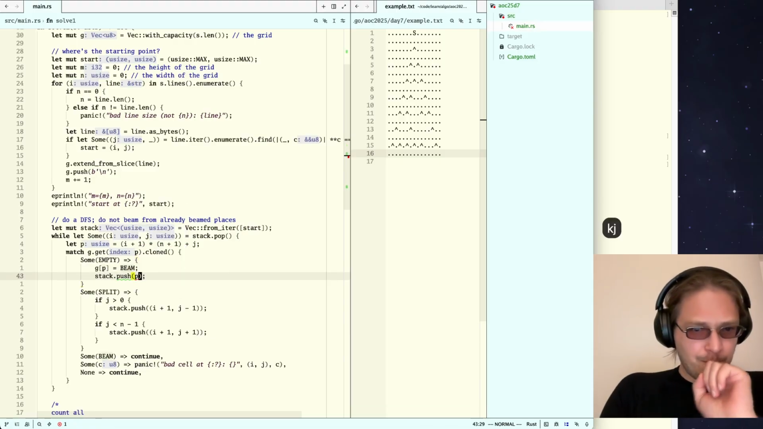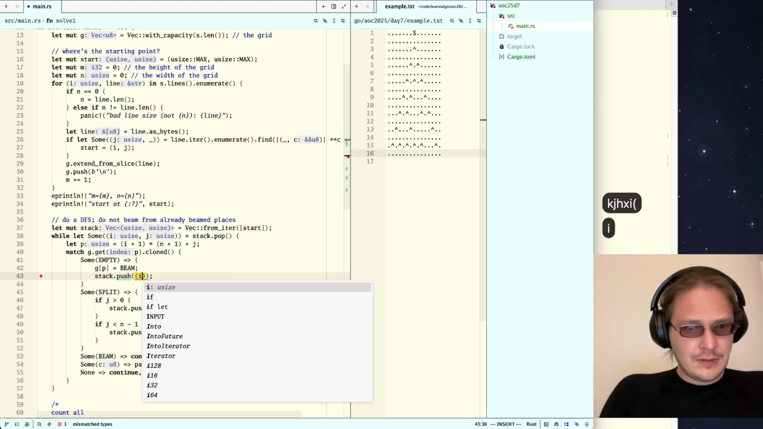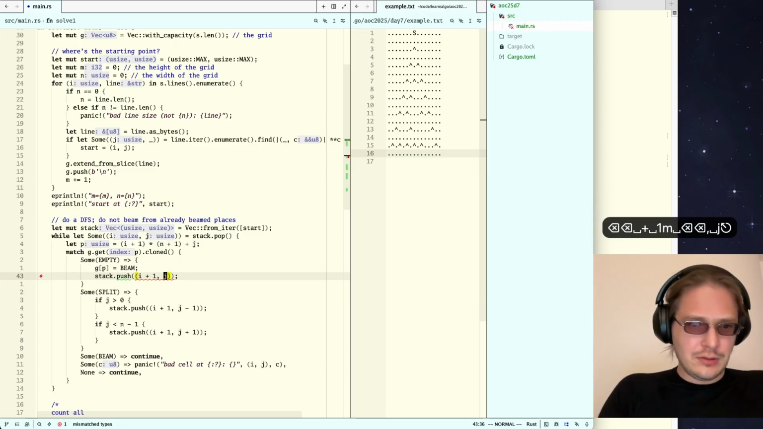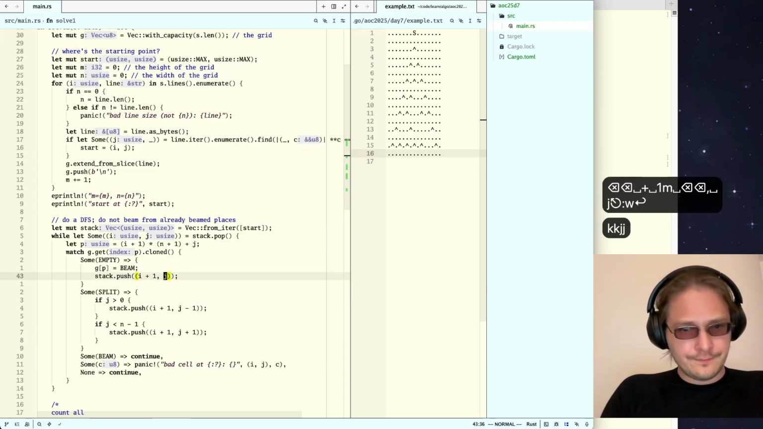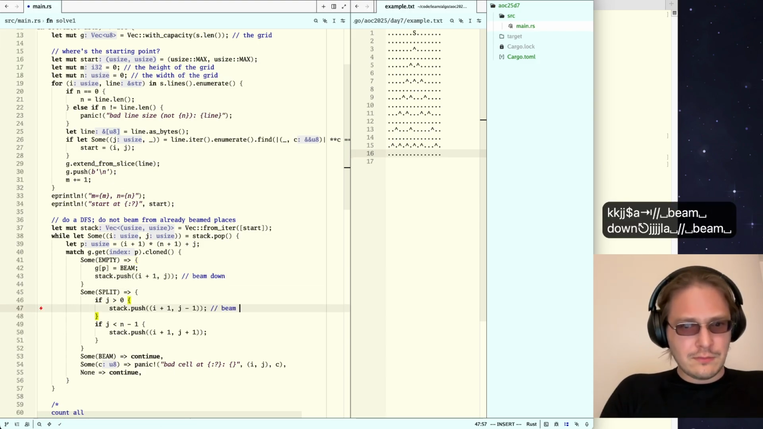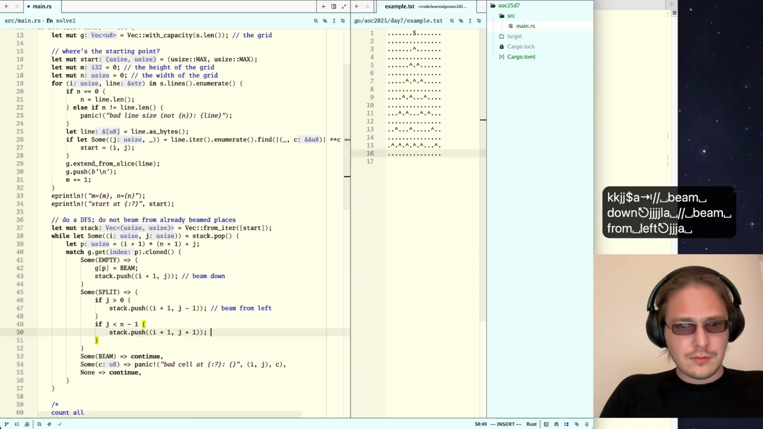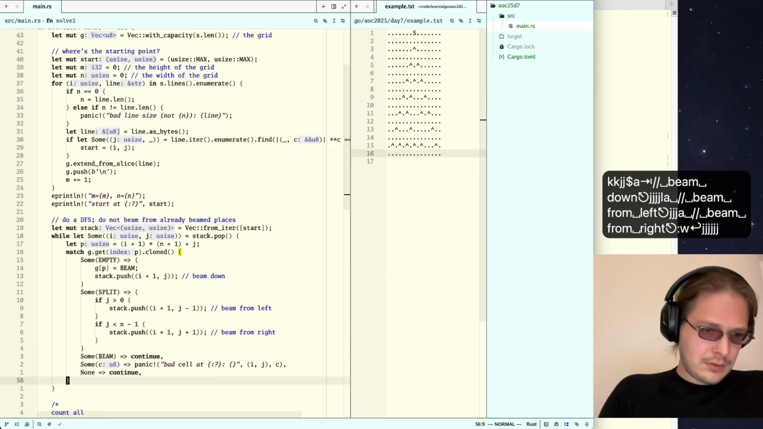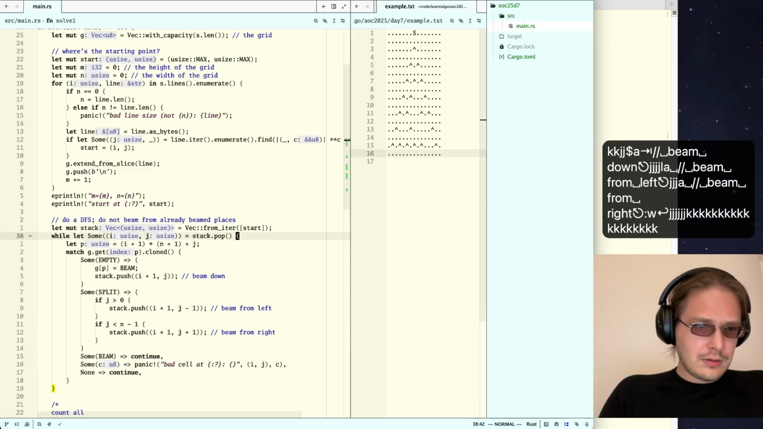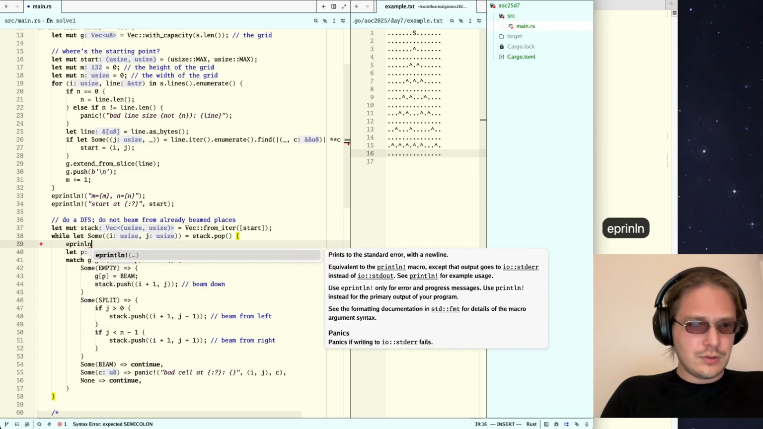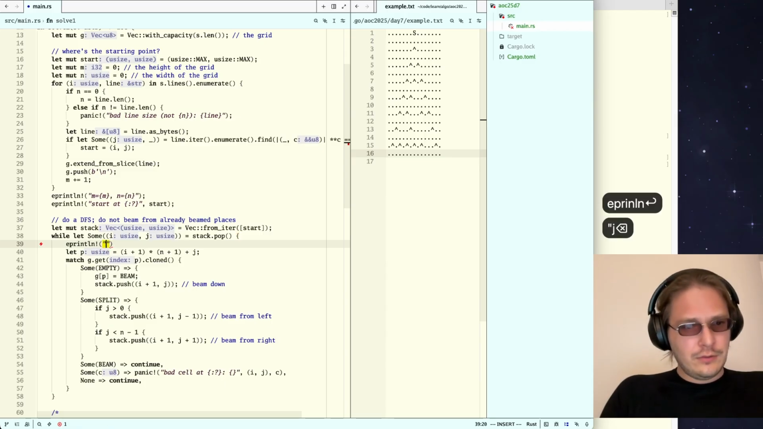Yeah, I see. That must be I plus 1 j. Yeah, it falls down. Beam down. Beam from left. Beam from right. And let's visualize.